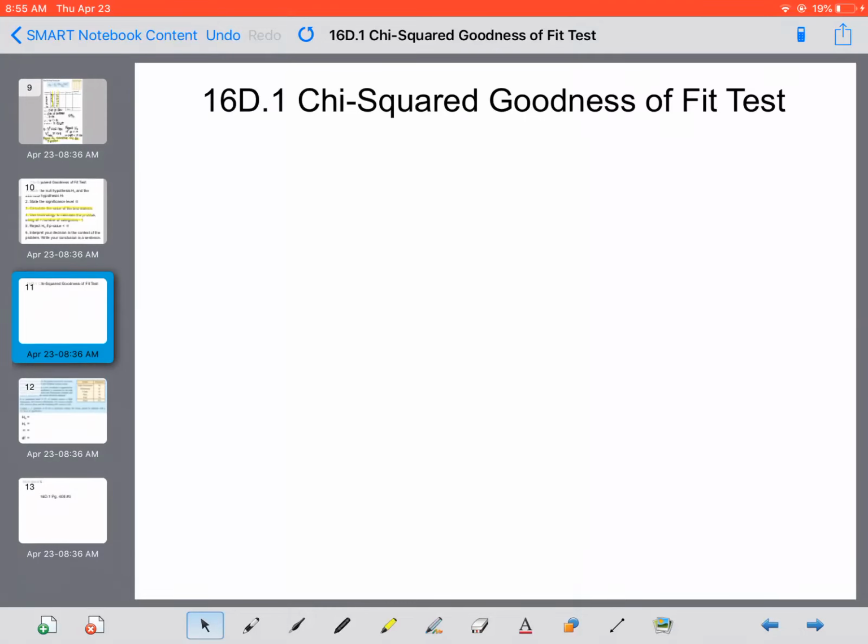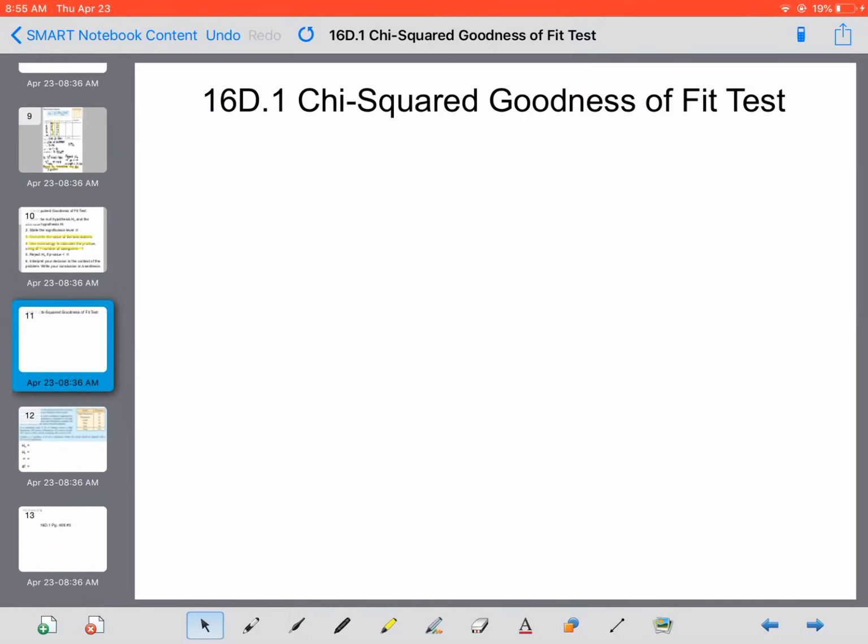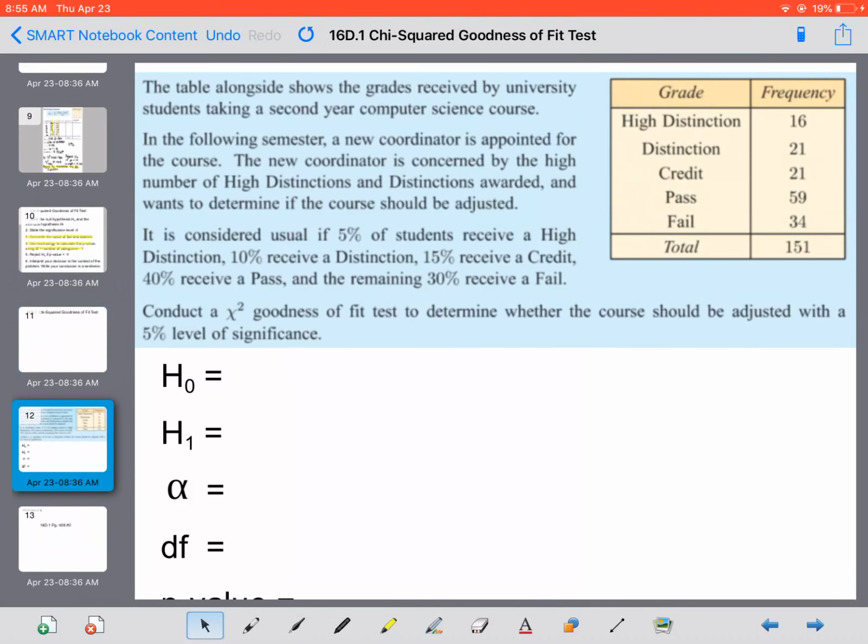Hi everyone, so we're gonna do some more practice with this chi-squared goodness of fit test, and I just want to walk through another problem with you, and then hopefully that will help you understand a little bit more. So here we go. It says the table alongside shows the grades received by the university students taking a second-year computer science course. In the following semester, a new coordinator is appointed to the course. The new coordinator is concerned by the high number of high distinctions and distinctions awards and wants to determine if the course should be adjusted.